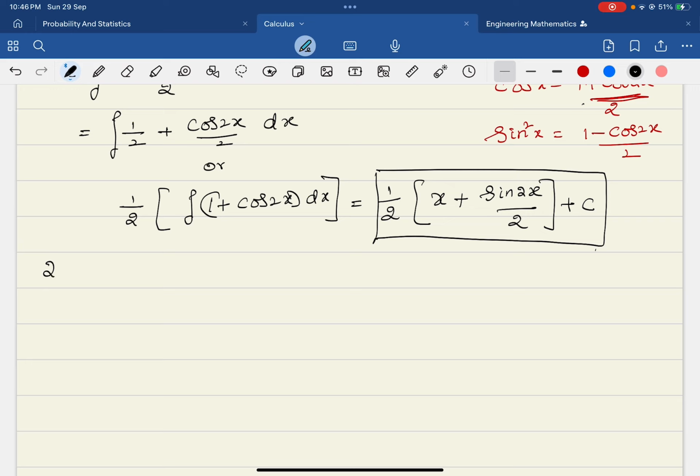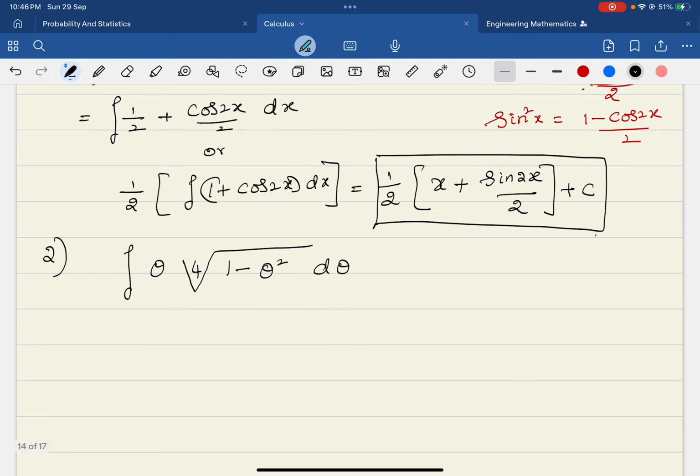The second problem: let us take the integral of theta times the 4th root of 1 minus theta square, d theta. By observing here, you should understand that there is theta square here. The derivative of theta square is 2 theta, which means theta is available here. So one function and its derivative are present here, and immediately we should get the idea that we are using substitution.